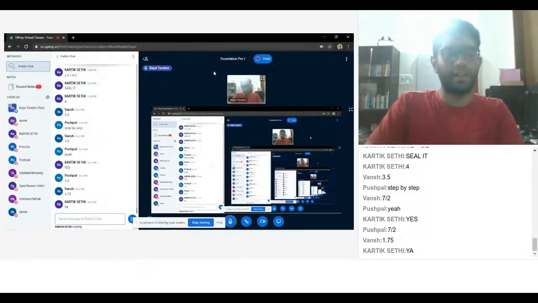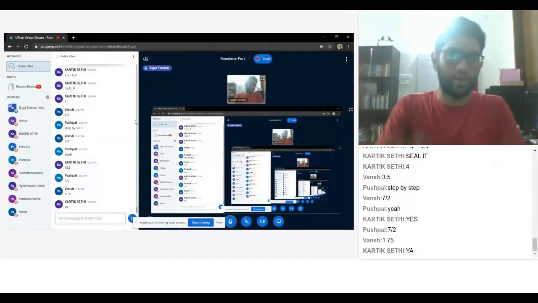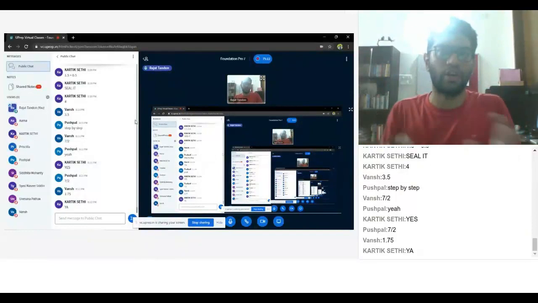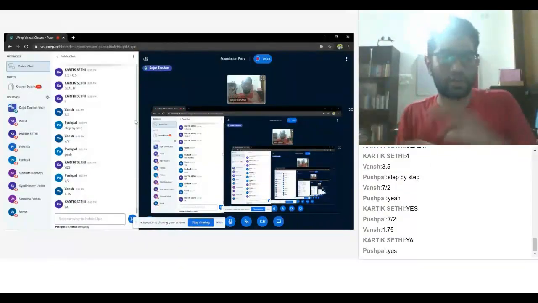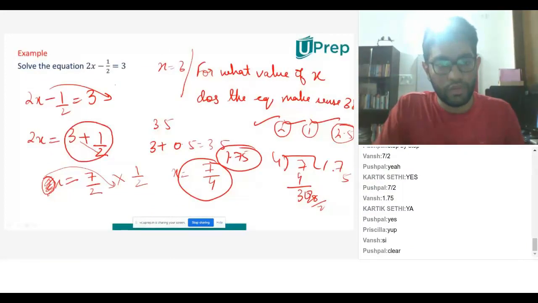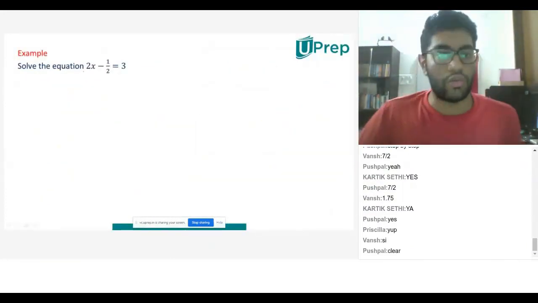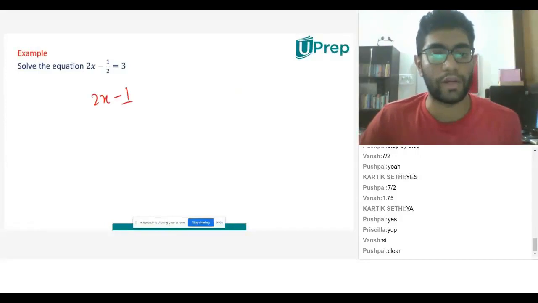Let me solve it once again. Let me explain it to you. You guys will understand. But is this solution clear? You get the idea how it happened. I told you, isolate, play around, shift, and get the answer. Now, we have 2x minus 1 by 2 equal to 3.